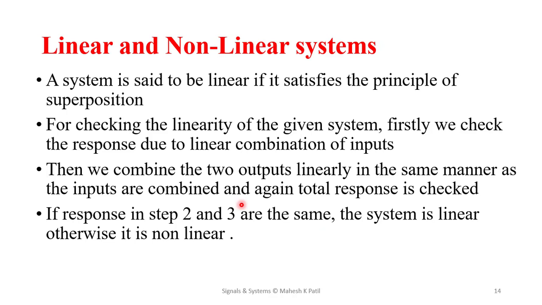Now we'll see the next system, that is linear and non-linear system. A system is said to be linear if it satisfies the principle of superposition. So for checking the linearity of the given system, first we have to check the response due to linear combination of inputs. Then we have to combine the two outputs linearly in the same manner as the inputs are combined, and again the total response is checked. If the responses observed in the above two steps are the same, then the system is linear, otherwise it is said to be non-linear.